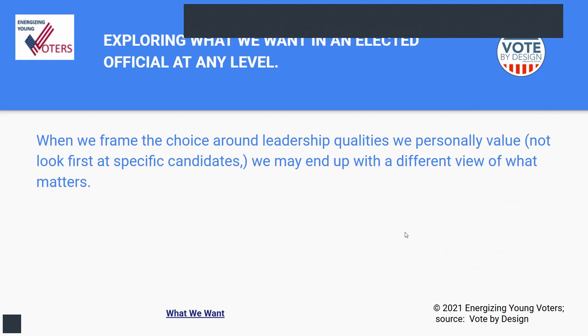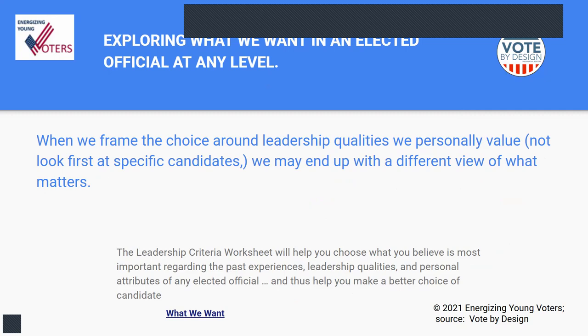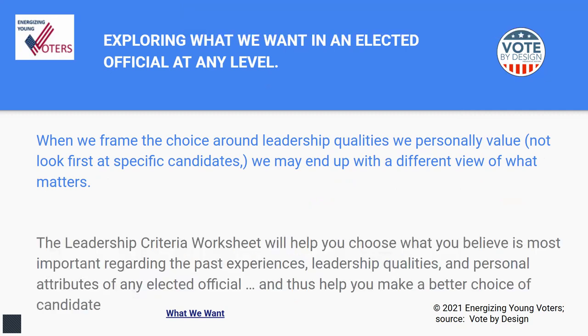Okay, when we frame that choice around leadership qualities we personally value and not first look at the candidates, we could wind up with a different view of what matters to us. And the leadership criteria worksheet is going to help you choose what you believe is most important regarding the past experiences, the leadership qualities, and the personal attributes of the elected official, and thus help you make a better choice.